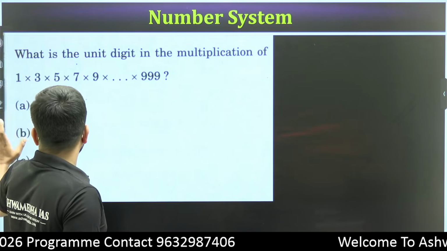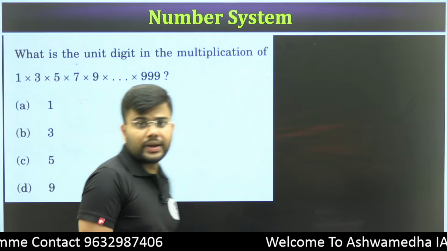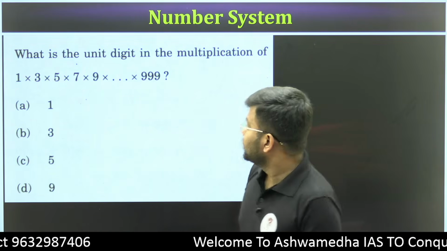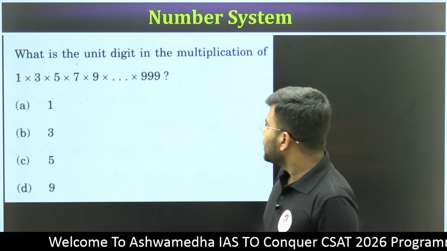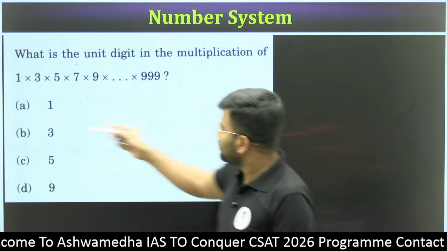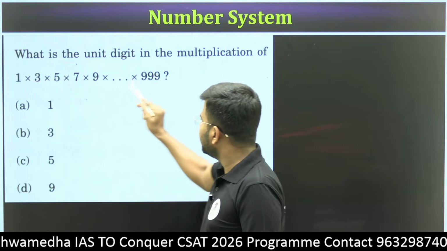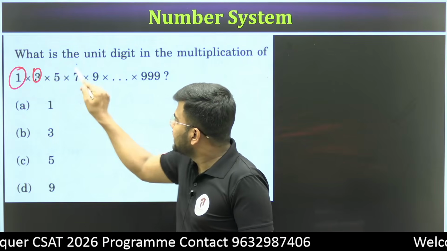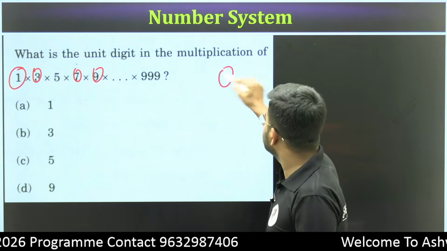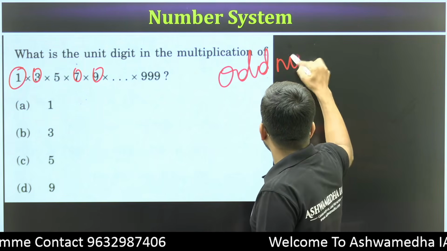Okay. Now this was asked in your 2025 exam, this year's question. What is the unit digit in the multiplication of 1 into 3 into 5 into 7 into 9 and so on and so forth up to 99? Now you should be able to solve. These are 1, 3, 7, 9. These are all what? Odd numbers.